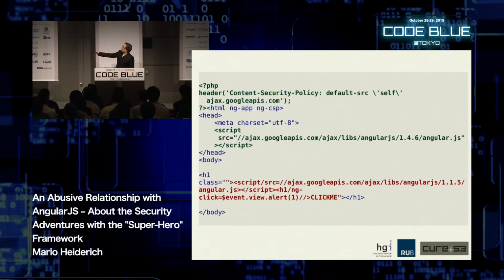Here you see strong CSP headers. Here you see the latest version of AngularJS being fetched. That is there in the first place on the injected page. And here's our injection. We inject here, we close the attribute, we fetch an old version of AngularJS, we assign the event handler, we say event view alert one, and that's it. Just fetch an older version, and you will always have a universal bypass.